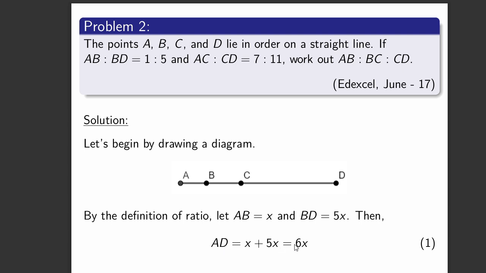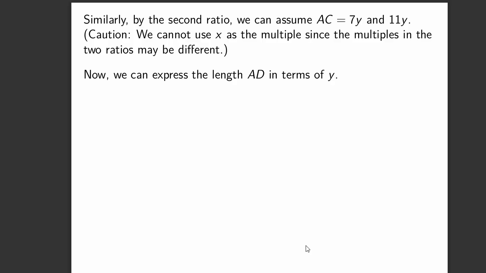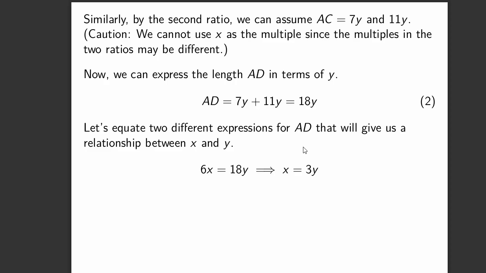Here AD is written as 6x, and here we have written AD as 18y. Both are the expressions for AD, and therefore they can be equated, and that will give us x equal to 3y. See, here again we are basically unfolding all the ratios into actual numbers, and therefore we can add them, we can compare them. That is the crux of the matter.